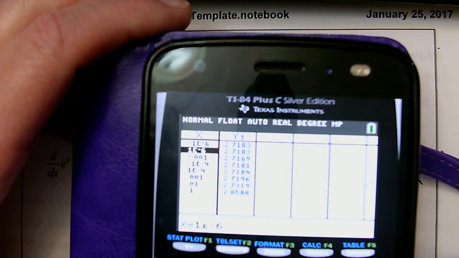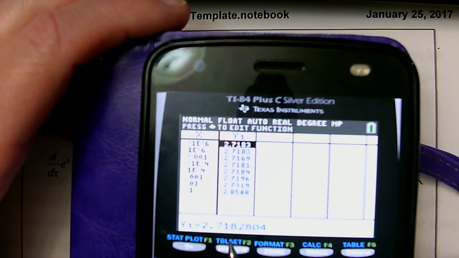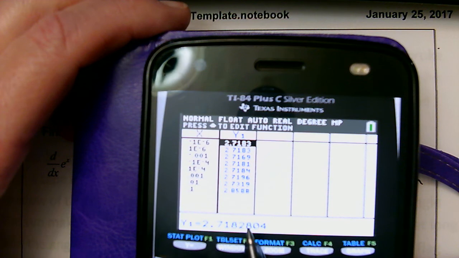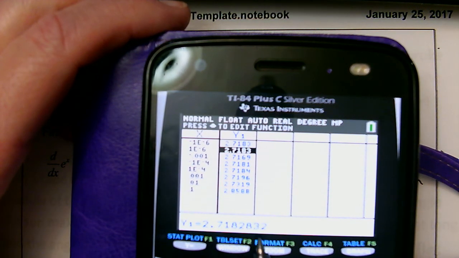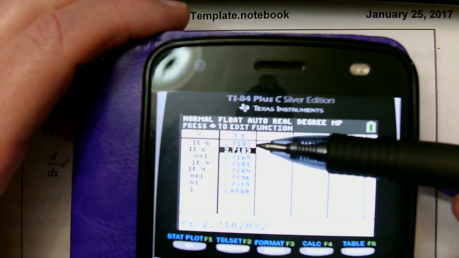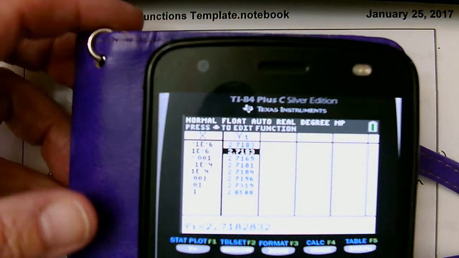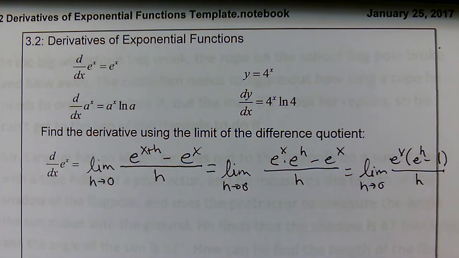Now, notice that what shows in the list is identical. Down here we have 2.7182804, 2.7182832. So this value is getting closer and closer to e to the first power. And since we were taking the derivative of e to the x as x was near 1, that's what shows us that the derivative is e to the x numerically.